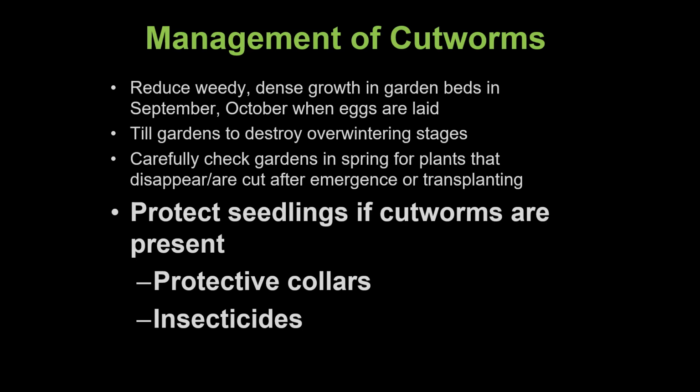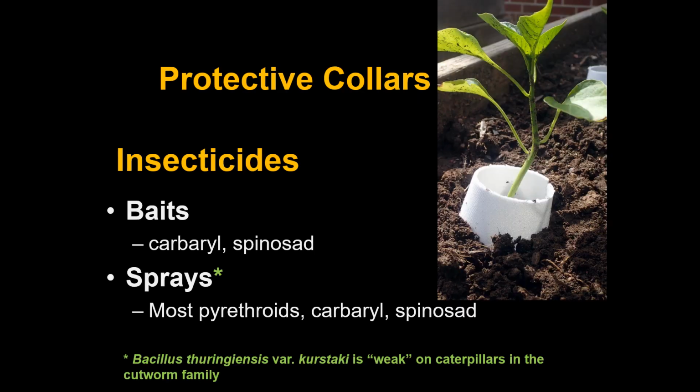You could protect seedlings with a protective collar. Protective collar, this is an old cutworm control. Just some kind of physical barrier around it. I just cut a discarded coffee cup to make this one here for my pepper plant. Or you can use insecticides. There's some baits, formulations, and some sprays that work pretty well. The products here are mentioned that work pretty well on these kind of caterpillars.